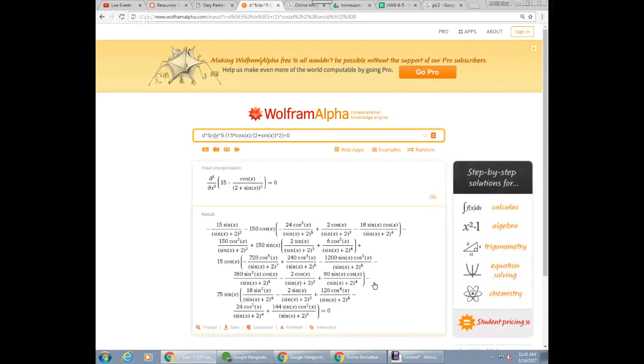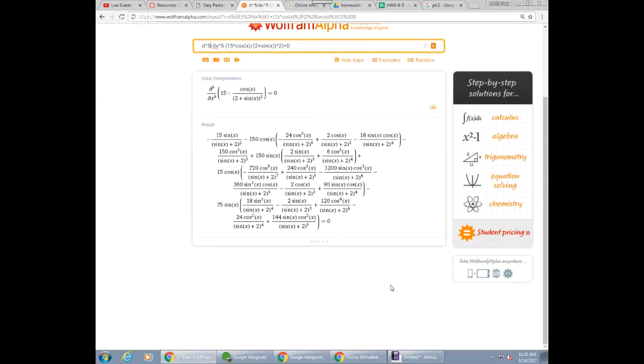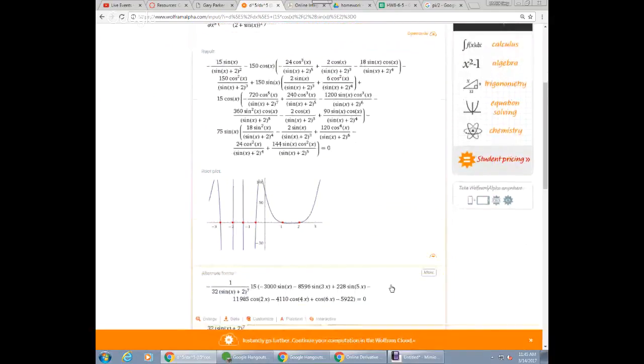Can Wolfram Alpha do it? Oh my gosh, look at that thing. That hurts me in a fundamental way. Okay.